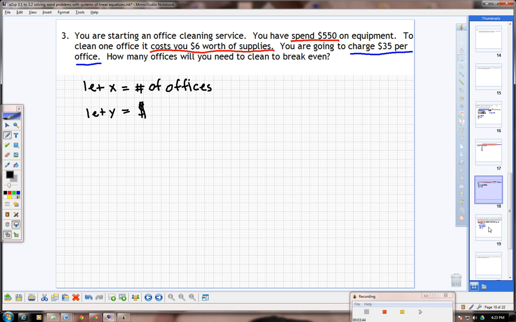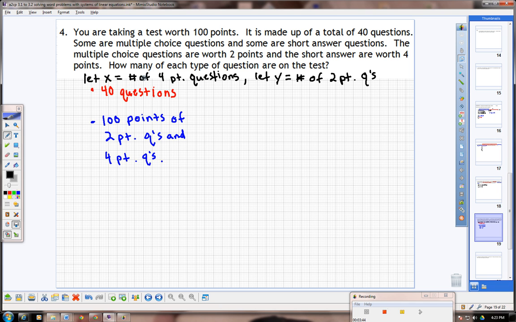I hope this has been of some benefit to you, just to see how the different questions are laid out, with color. In this one right here, we have 40 questions. Your goal is to write an equation that represents, okay, there are 40 questions. If x is equal to the number of 4-point questions and y is equal to the number of 2-point questions, and there's 40 questions, well, then you're going to have x plus y set equal to 40.